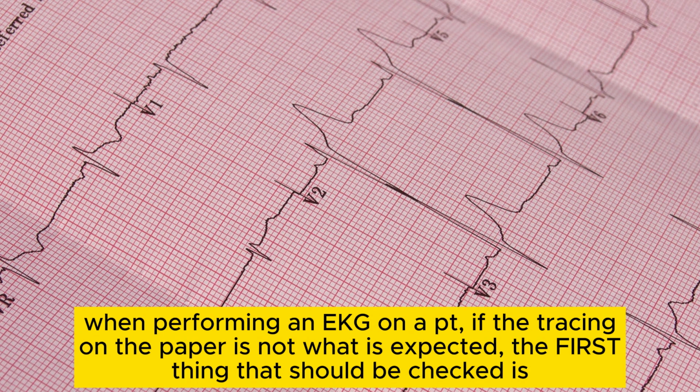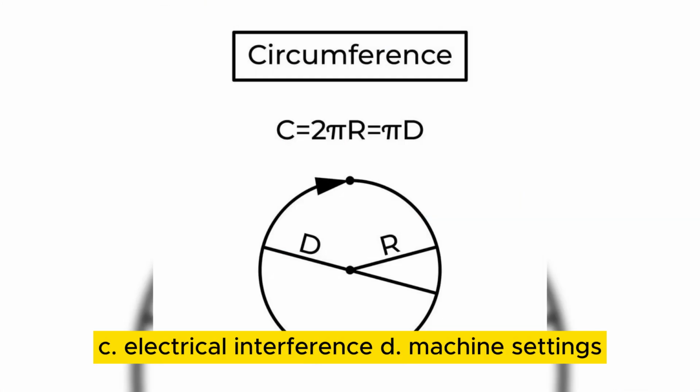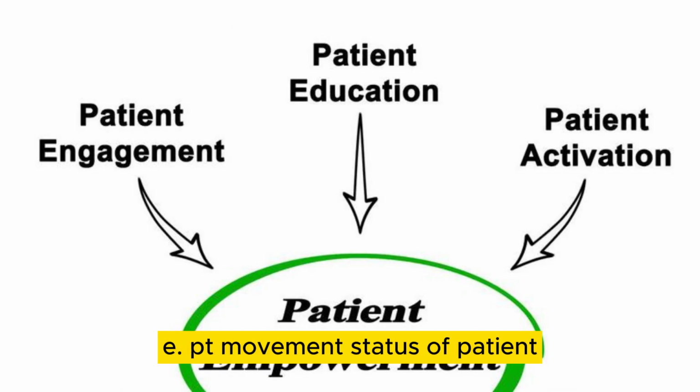When performing an EKG on a patient, if the tracing on the paper is not what is expected, the first thing that should be checked is A. Placement of electrodes. B. Status of patient. C. Electrical interference. D. Machine settings. E. Patient movement. Status of patient.